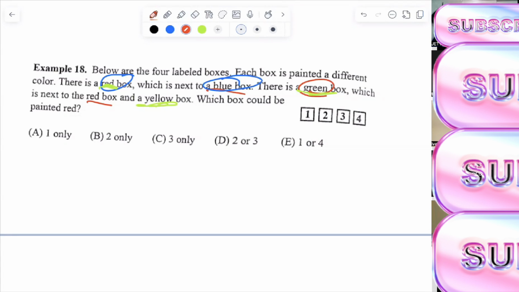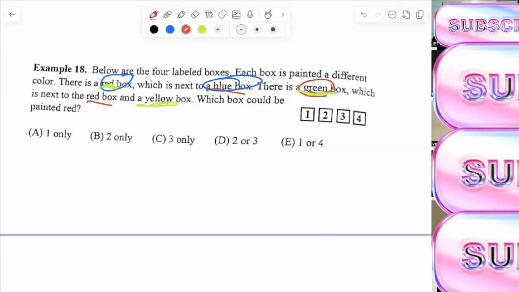So basically, green is next to red and yellow, right? Yes. And red is also next to blue. So red is sandwiched between blue and green, and yellow has to be next to green. So how is it D?